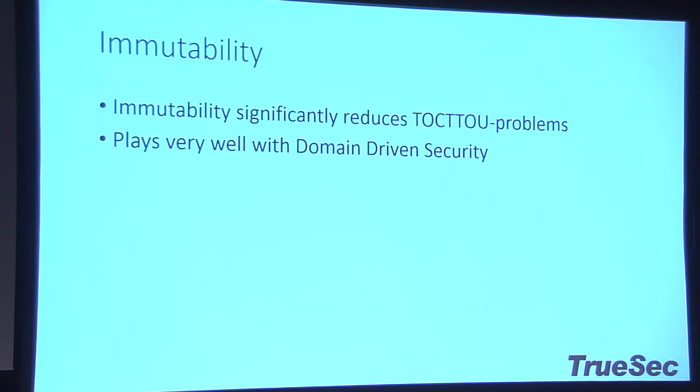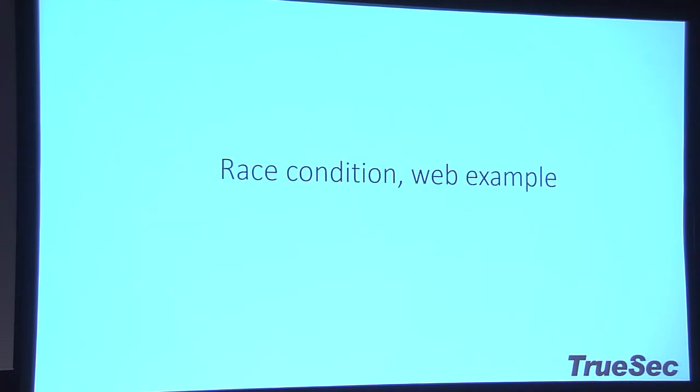It plays very well with domain-driven security. In fact, you should try to make all your domain objects immutable as much as possible. It also plays very well with readability, parallelization, event sourcing, if you want to use that, and so on. And so let's take a look at a practical example of where the TOCTOU problem appears.